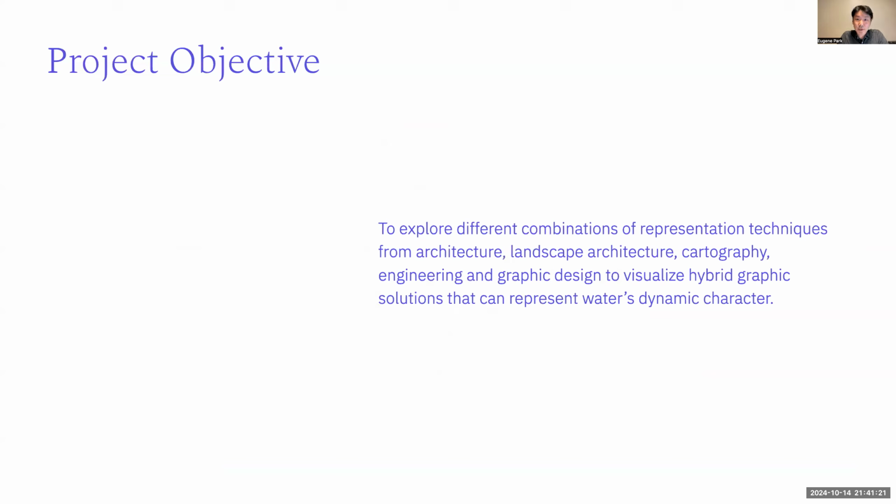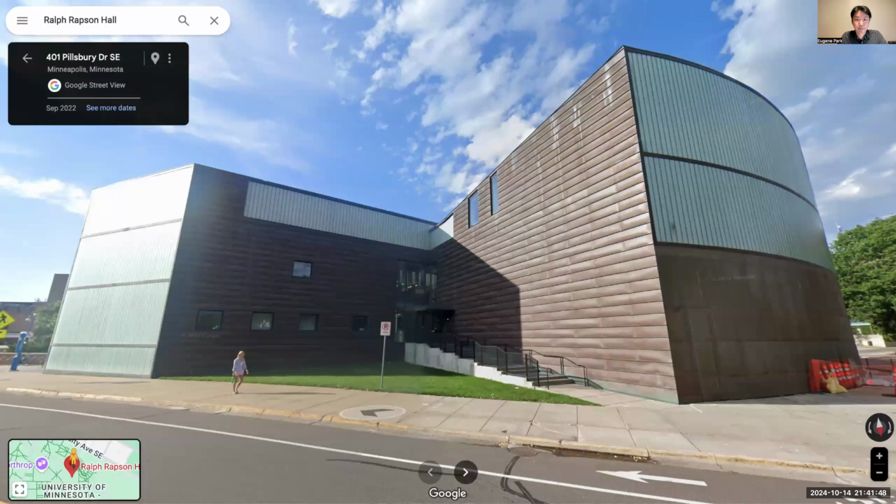So what we wanted to explore is how all of these representations of water, each offering a specific vantage point, can be brought together into a more expansive representation. And to achieve this, we will need to explore different combinations of water representation techniques from architecture, landscape architecture, cartography, engineering, and graphic design to visualize hybrid solutions that can represent a water's dynamic character.